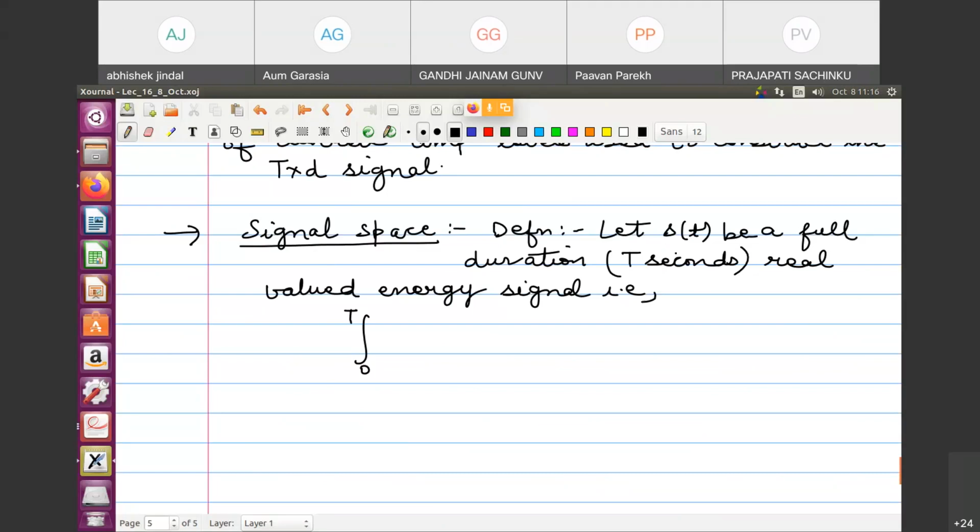Okay, so if you have said that s of t is real, then in order to calculate the energy you simply take s squared dt, and that is less than infinity. It means a finite energy signal. If it were complex, you would take its absolute value. Okay, I think this you are quite well taught in signals and systems. If complex, you would do it like this: absolute value squared for complex.